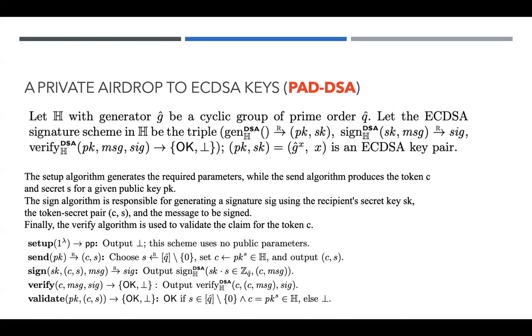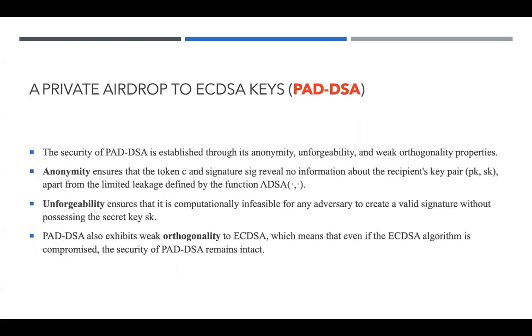The secret. Next, let's move on to the security of PAD-DSA. The security of PAD-DSA is established through its anonymity, unforgeability, and weak orthogonality properties. Anonymity ensures that the token C and signature reveal no information about the recipient's key pair PK, SK, apart from the limited leakage defined by the function. This property guarantees that the recipient's identity remains concealed, safeguarding privacy.